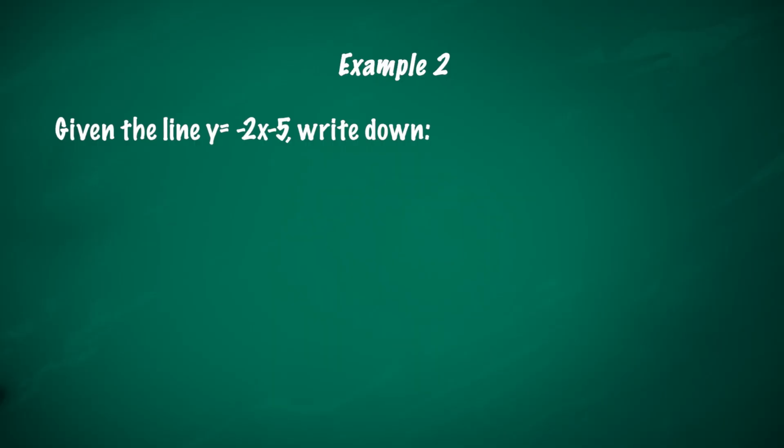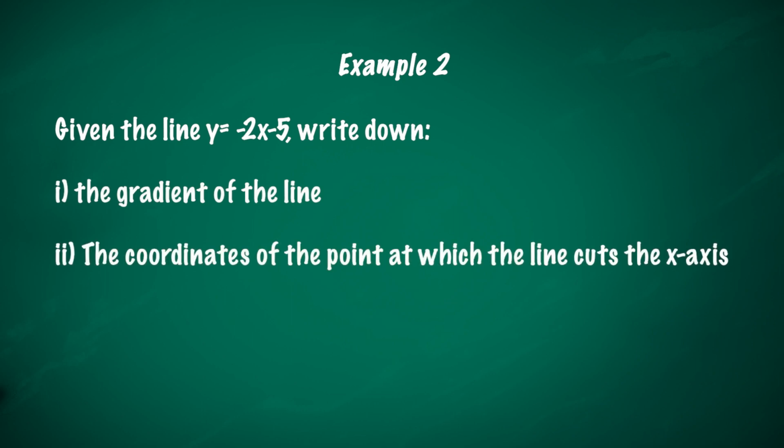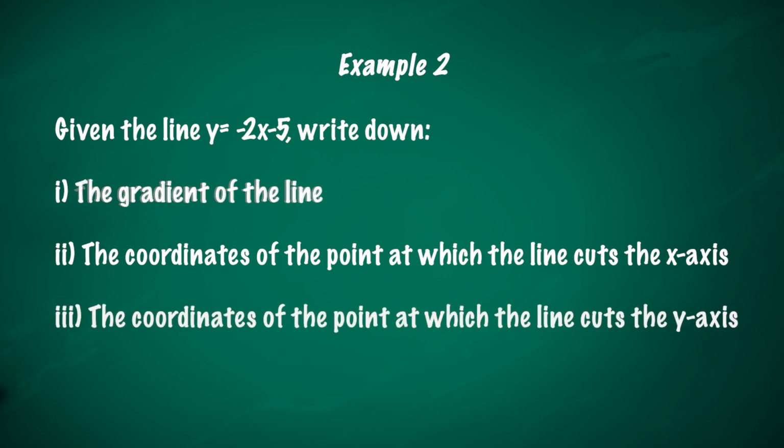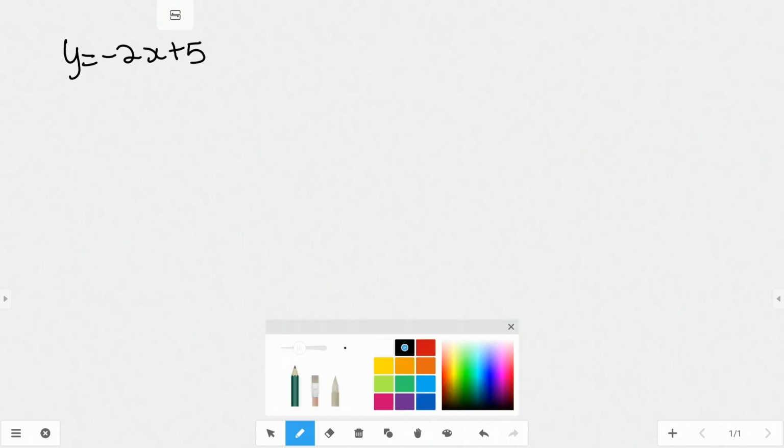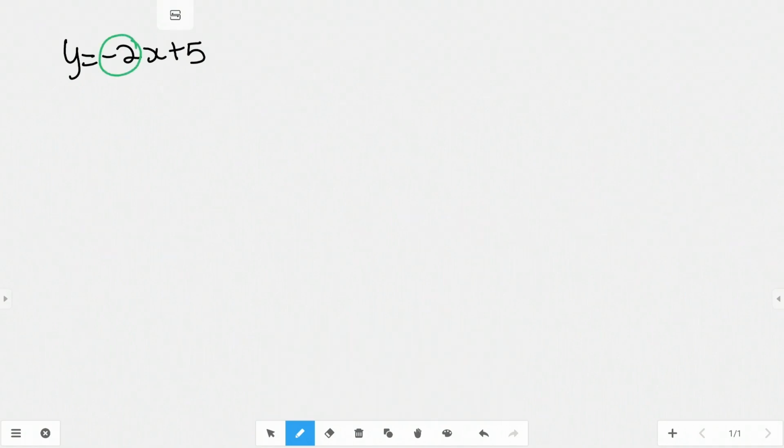Final example. Given the line y equals negative 2x plus 5, write down the gradient of the line, the coordinates of the point at which the line cuts the x-axis, and the coordinates of the point at which the line cuts the y-axis. Again, we could look at the equation and identify the gradient of the line. So in this case, the gradient is negative 2.